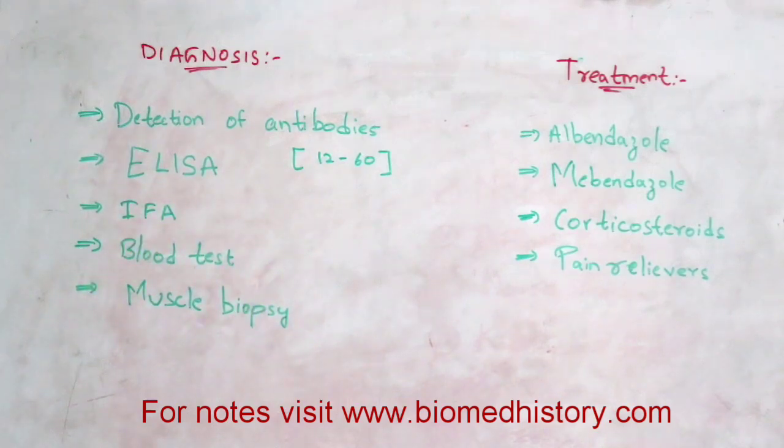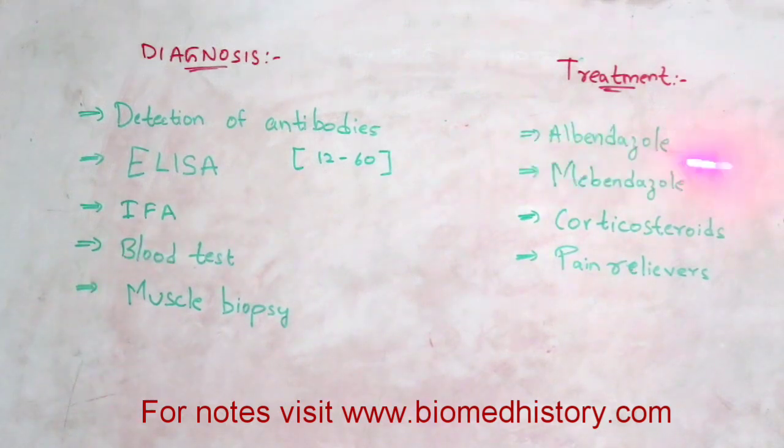For the blood test, when you consult a doctor, he will take a blood sample from the person who is infected with this disease. He will keep that blood under the microscope and check whether there is a presence of Trichinella larvae within the blood or not. That is the blood test. Coming to the muscle biopsy, the doctor will take a small part of the muscle from the body, keep it under the microscope, and check whether there is a presence of this larvae within the muscle. That is the muscle biopsy.